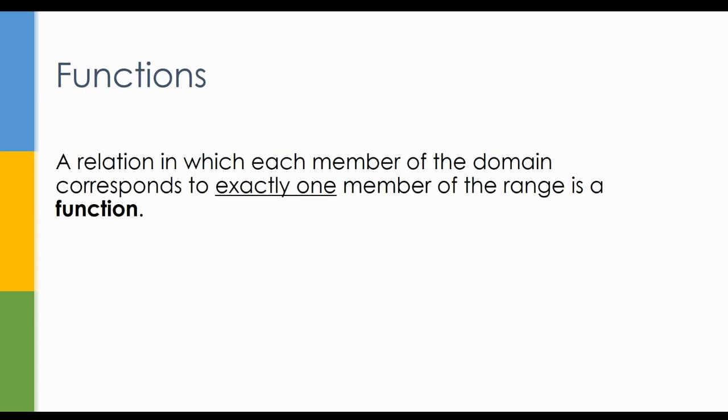So let's talk about what a function is. A relation in which each member of the domain corresponds to exactly one member of the range is a function. Okay, so each member of the domain goes to exactly one member of the range. So each x value goes to exactly one y value. That makes it a function.